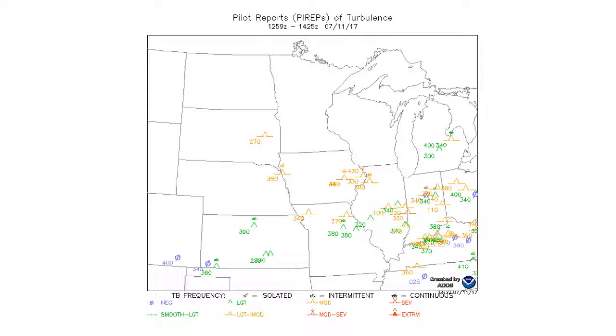Moving on, look at PIREPs from the region. As you can see, a lot of PIREPs for at least light to moderate turbulence. Probably has to do with some of these thunderstorms or convective activity that we might be seeing later today.